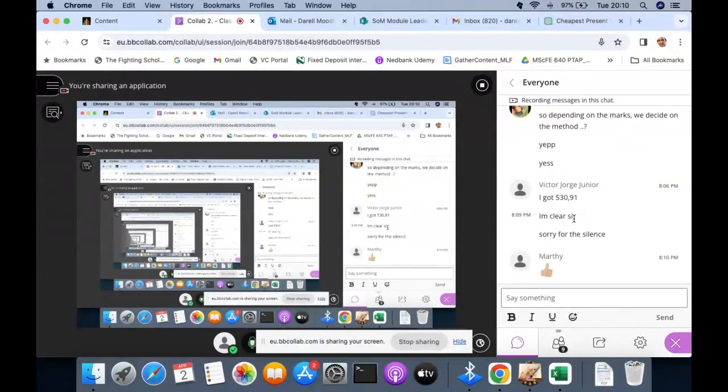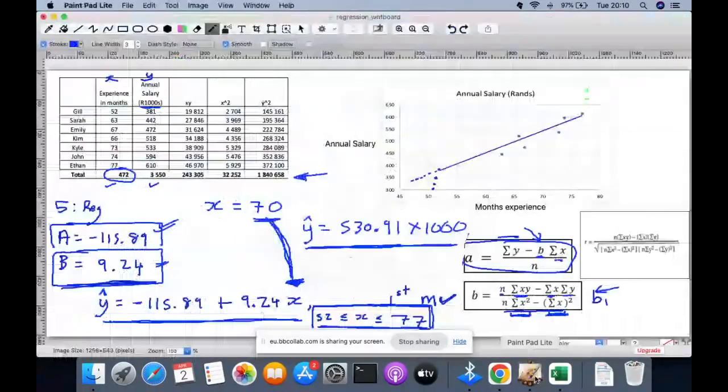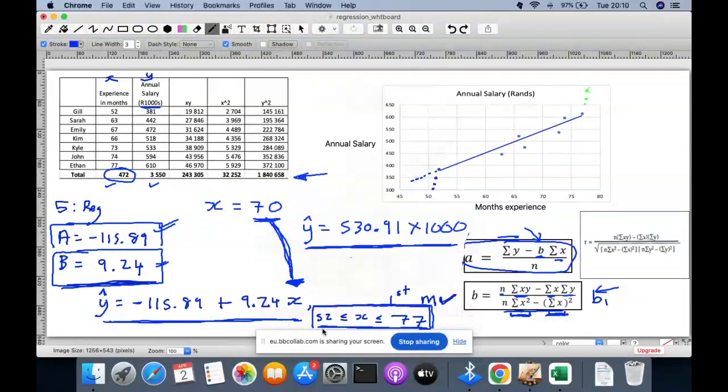Thanks, Marty. Okay. Right, so that's the kind of question you can get asked, to make an estimate. And check this value that I gave you, 70. The result that we get is reliable because 70 lies within these limits. If we had been given a value of 90, someone with 90 months experience, then this would not be a reliable estimate, because 90 is way bigger than 77. And we said that this equation is reliable for values between 52 and 77. All right. Okay, so I hope you understand that.